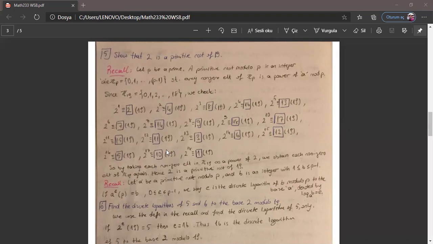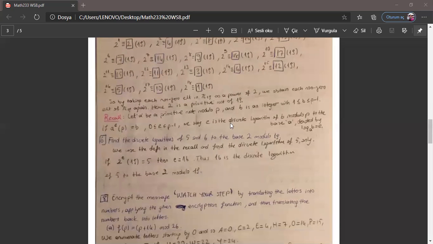So it's clear that we compute for all of them and get, you see, 1, 2, 3, 4, 5, 6. You see the non-zero elements of this set. So 2 is a primitive root of 19. Okay.